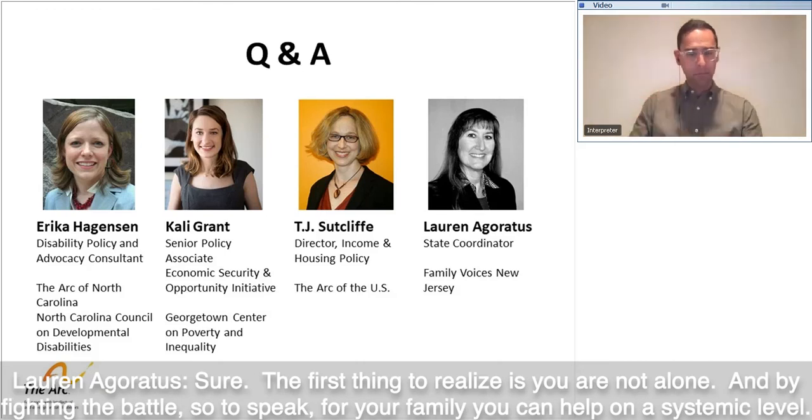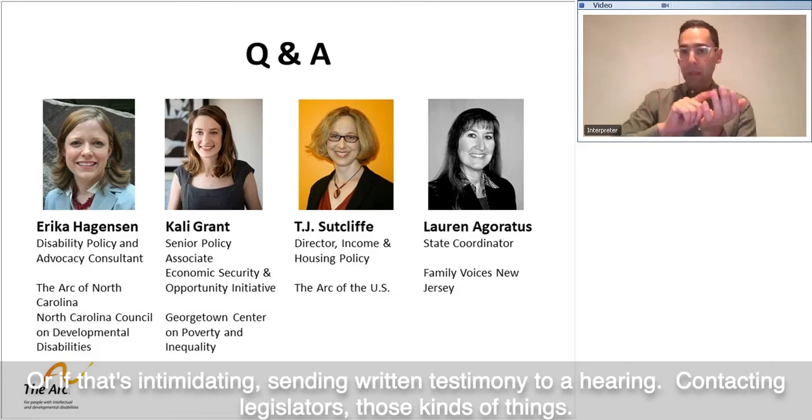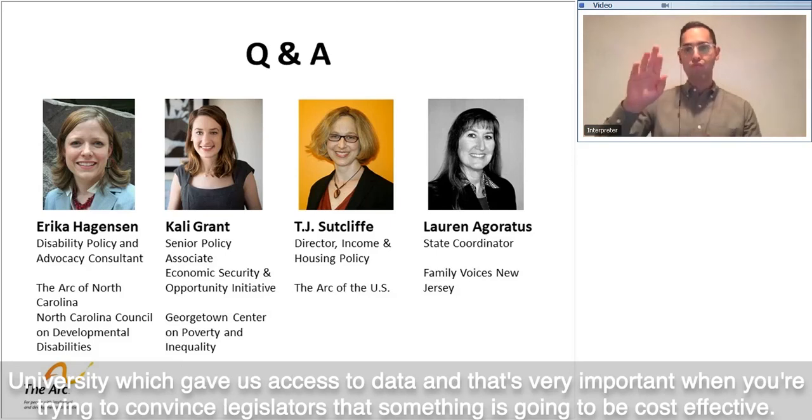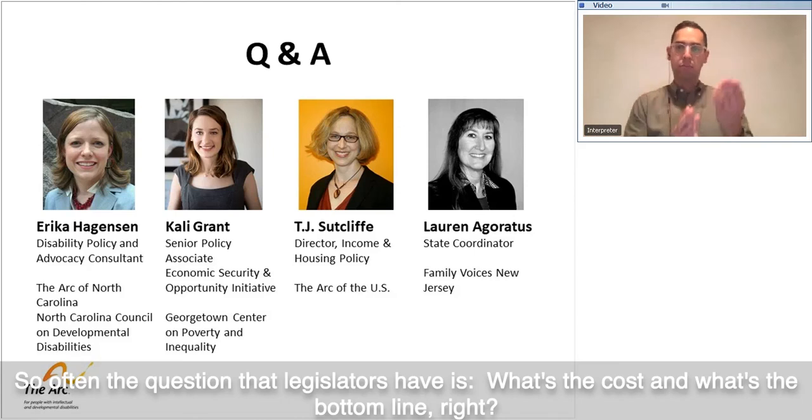Sure. The first thing to realize is you're not alone. And by fighting the battle, so to speak, for your family, you can help on a systemic level. So it could be something as simple as a letter to the editor to start out. It could be speaking at a hearing, or if that's intimidating, sending written testimony to a hearing, contacting legislators, those kinds of things. Find like-minded groups such as disability organizations. Our Time to Care Coalition was spearheaded by New Jersey Citizen Action as well as Rutgers University, which gave us access to data. And that's very important when you're trying to convince legislators that something is going to be cost-effective. Yeah, so often the question that legislators have is, so what's the cost and what's the bottom line, right?